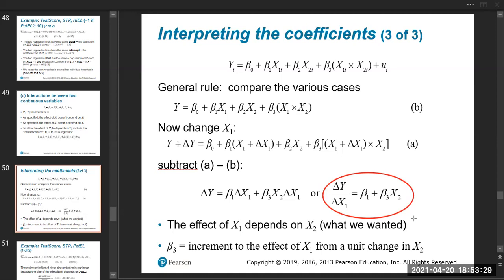The first part is beta 1. Okay, it's the original part, right? Originally, the effect of x1 on y is beta 1 in the linear function. But now in the interaction model, we have an extra part that is beta 3 times x2. So this says there is an increment to the effect of x1 from a unit change in x2.